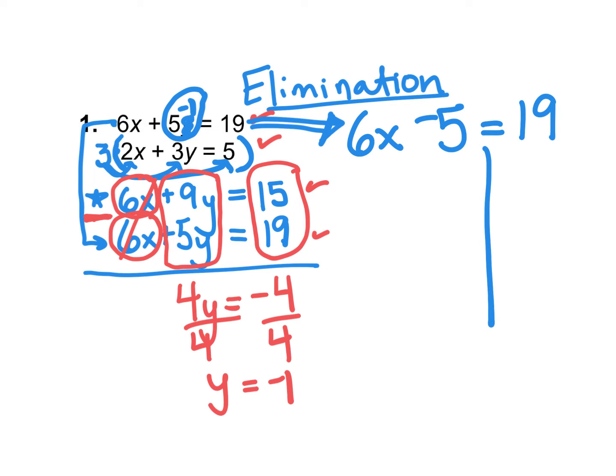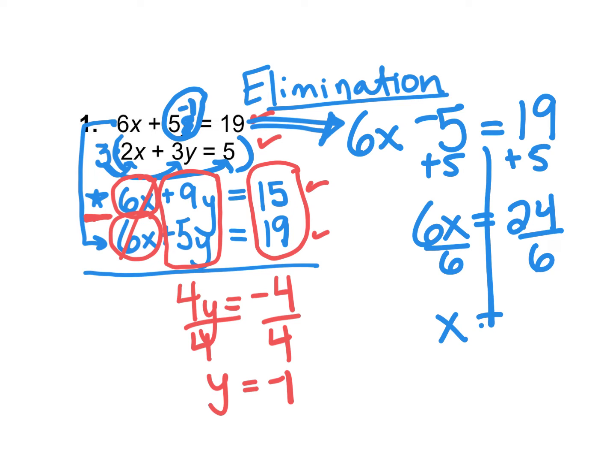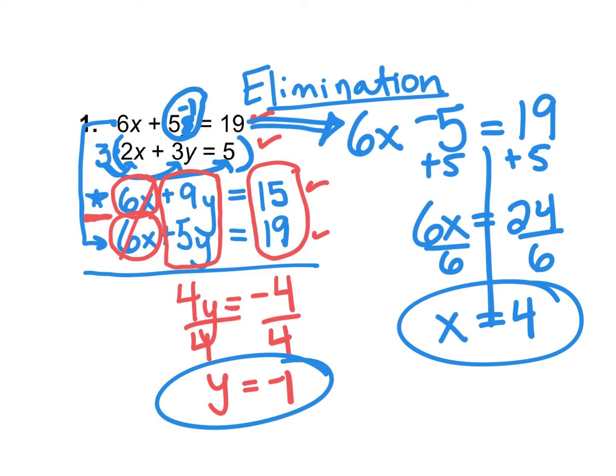And then I'm going to solve this equation, so I'll add 5 to both sides, and I'll get 6x equals 24. And then I'll divide both sides by 6, and I'll get x equals 4. So then my answer is x equals 4 and y equals negative 1. Okay, let's try the next example.